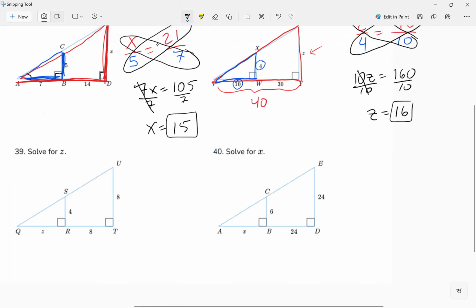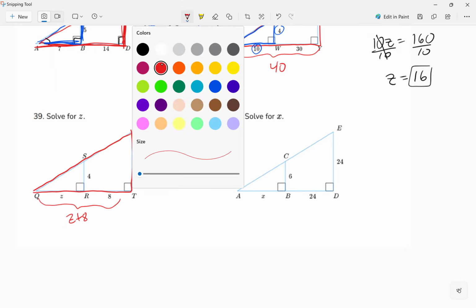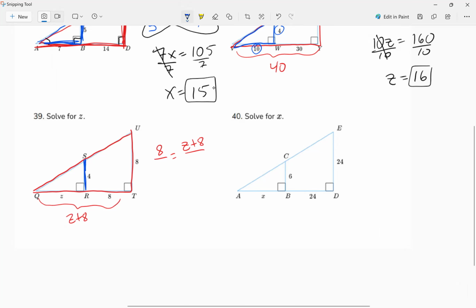Same idea for 39 and 40. I'm going to say that the two measurements I'm going to use for my red triangle are 8 and z plus 8. You guys see where 8 comes from. Now this whole thing at the bottom, I don't know what z is, so I'm just going to call it z plus 8. So that's what I'm going to use from my red triangle. Then from my blue triangle, I'm going to use the values 4 and z.